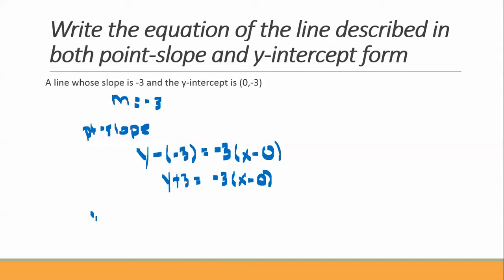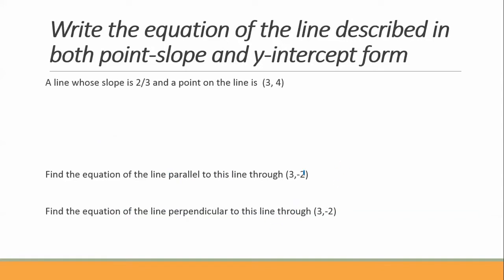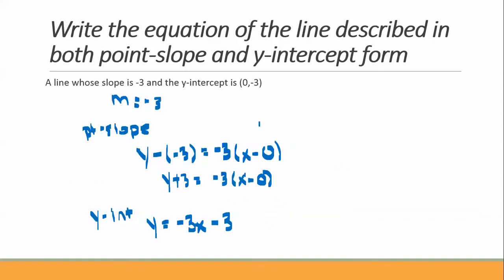And y-intercept form is y = mx + b. So y equals the slope, which is -3, x plus b, so minus -3, or plus a -3, which would be -3. Notice if you solve this for y, you would get the same thing here. So if you're given the slope and the y-intercept, y-intercept form is actually quite easy to use.